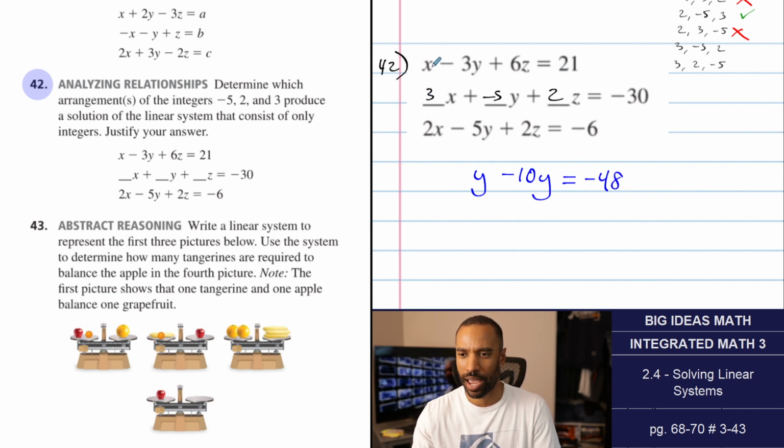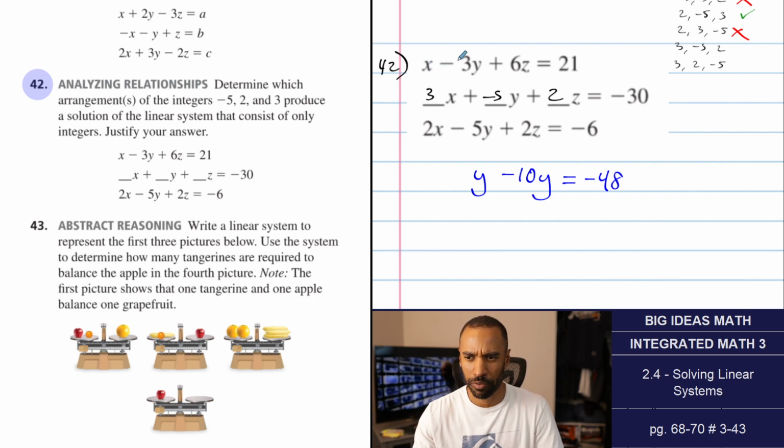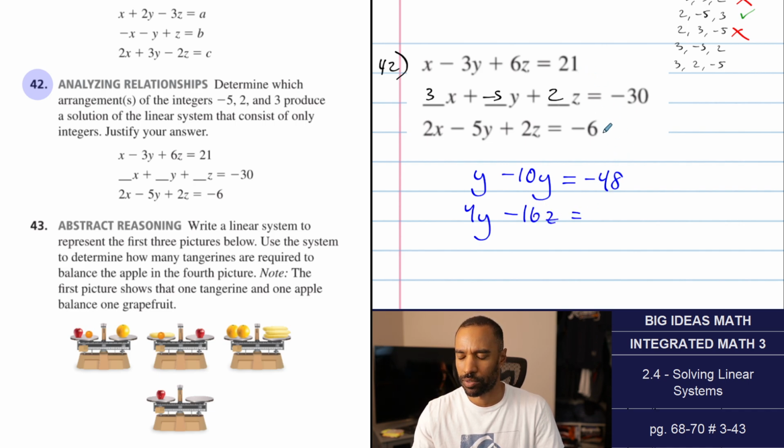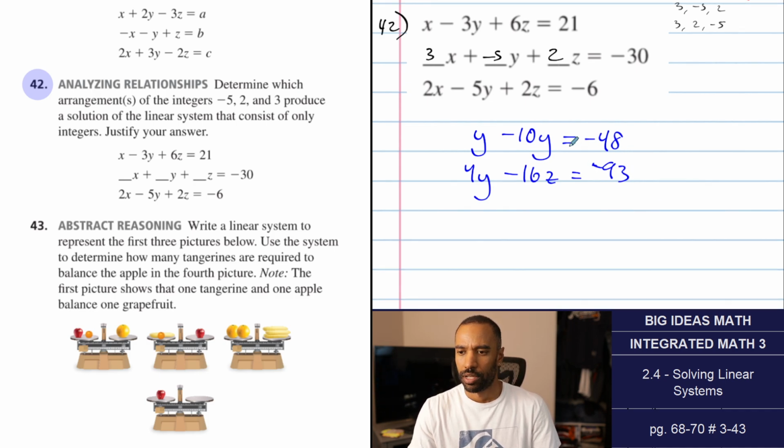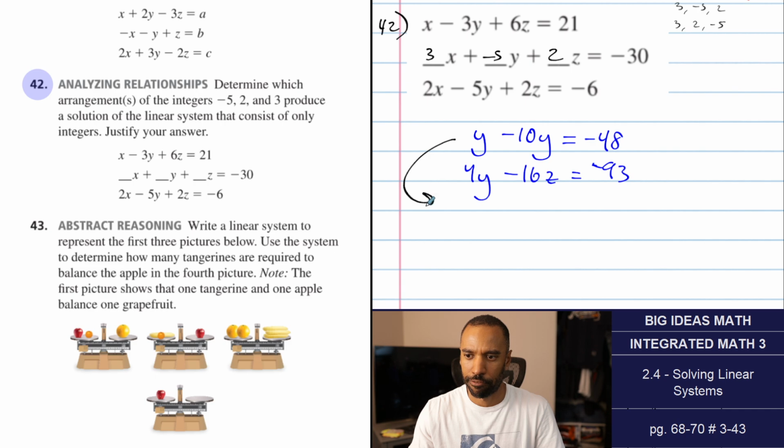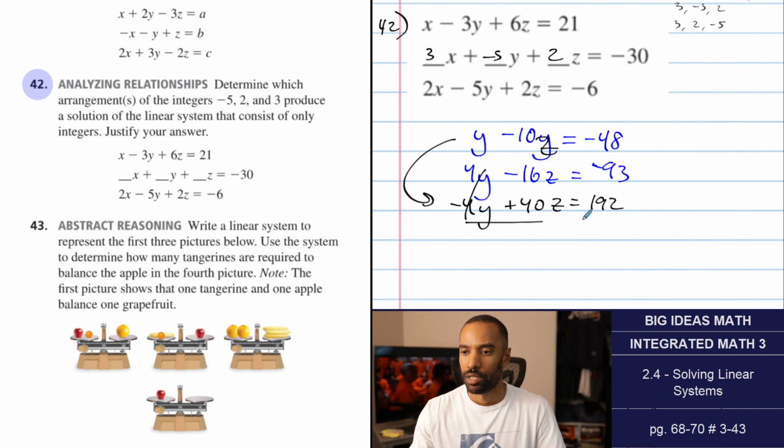And this one, x times negative 3. 9y minus 5y is 4y. And then negative 18z plus 2z is negative 16z. And then I have negative 20 with negative 63 minus 30 is negative 93. Okay, so with that one, oopsie, multiply this top equation by negative 4. You get negative 4y plus 40z equals positive 192. So that becomes, oh, that's an even plus an odd. So that's not going to work.